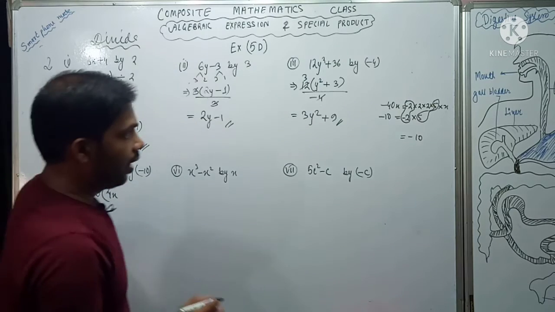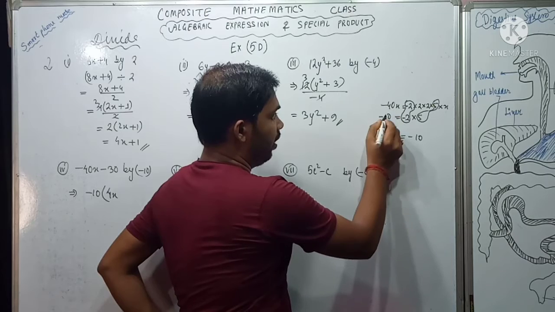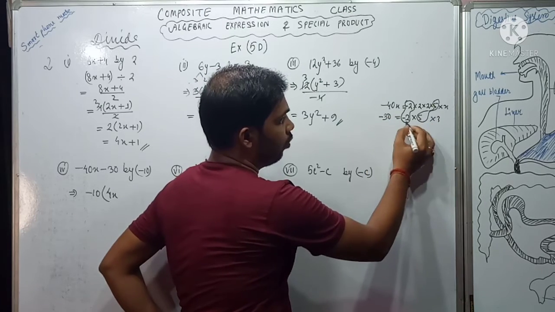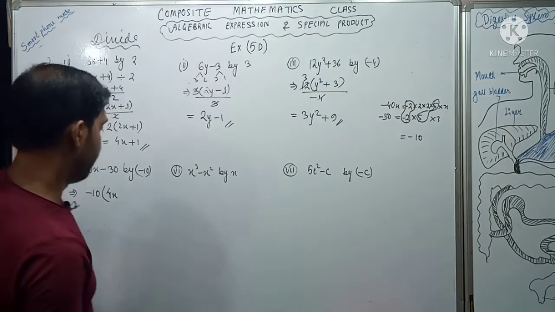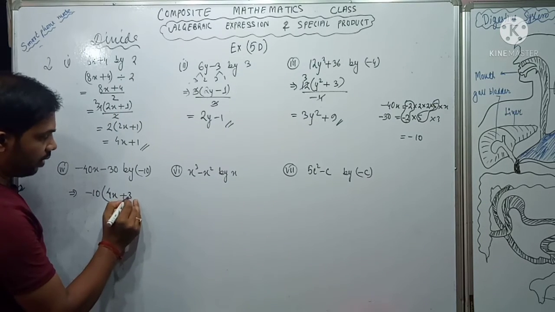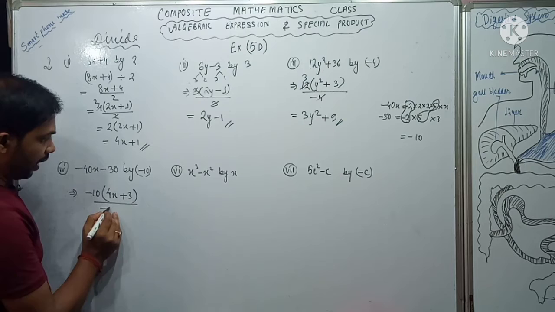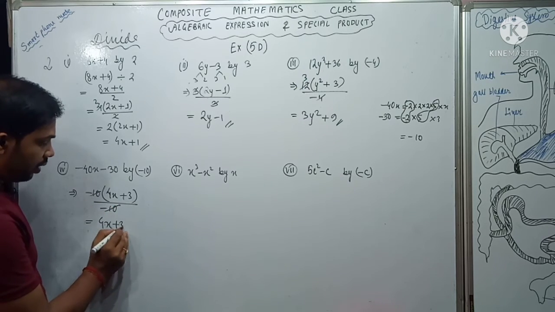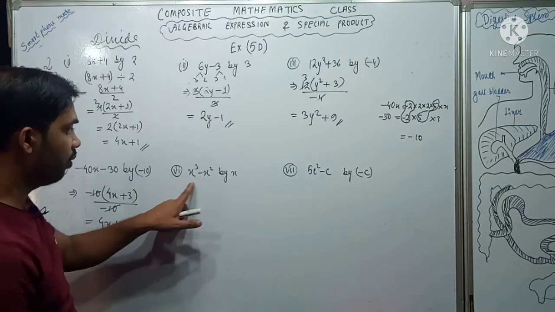Sorry, it is not 10, it is 30 given. I have written 10. So it is 30, then 2 into 5 into 3. 2 5 are 10, 10 3 are 30. So it will be 3. So plus 3, now divided by minus 10. So minus 10 cancel, it will be 4x plus 3. This is our answer. Now what I will do here?